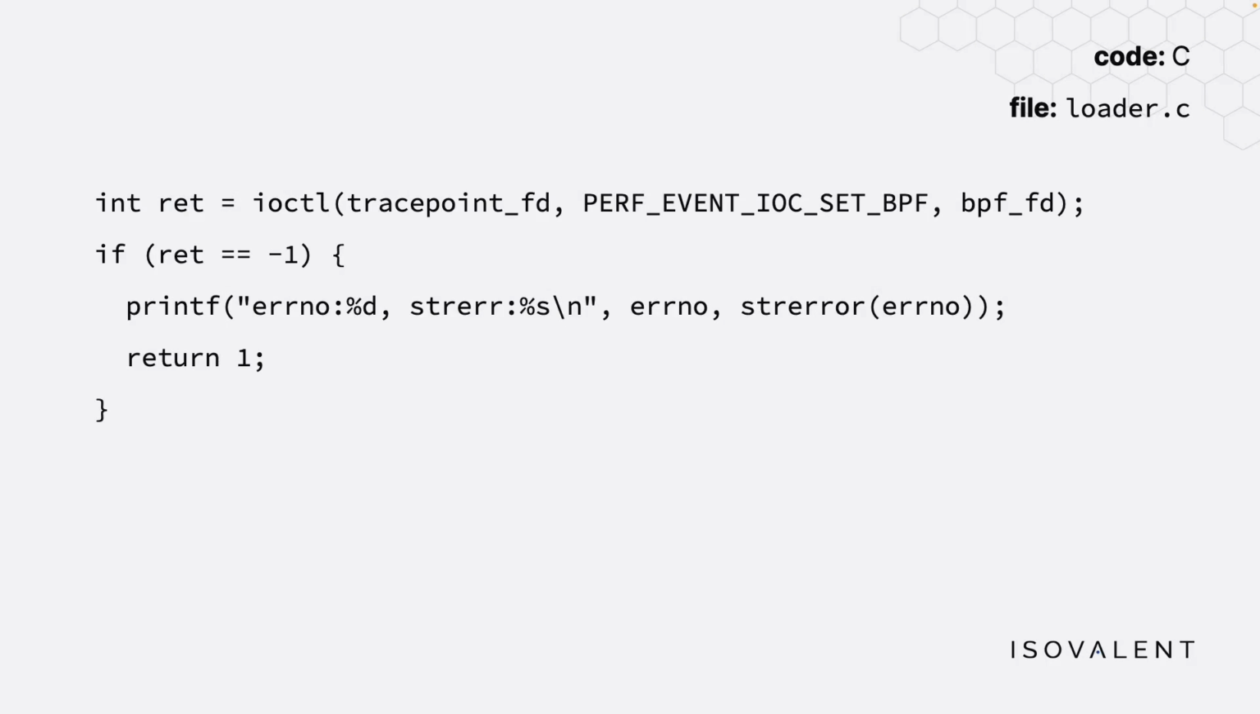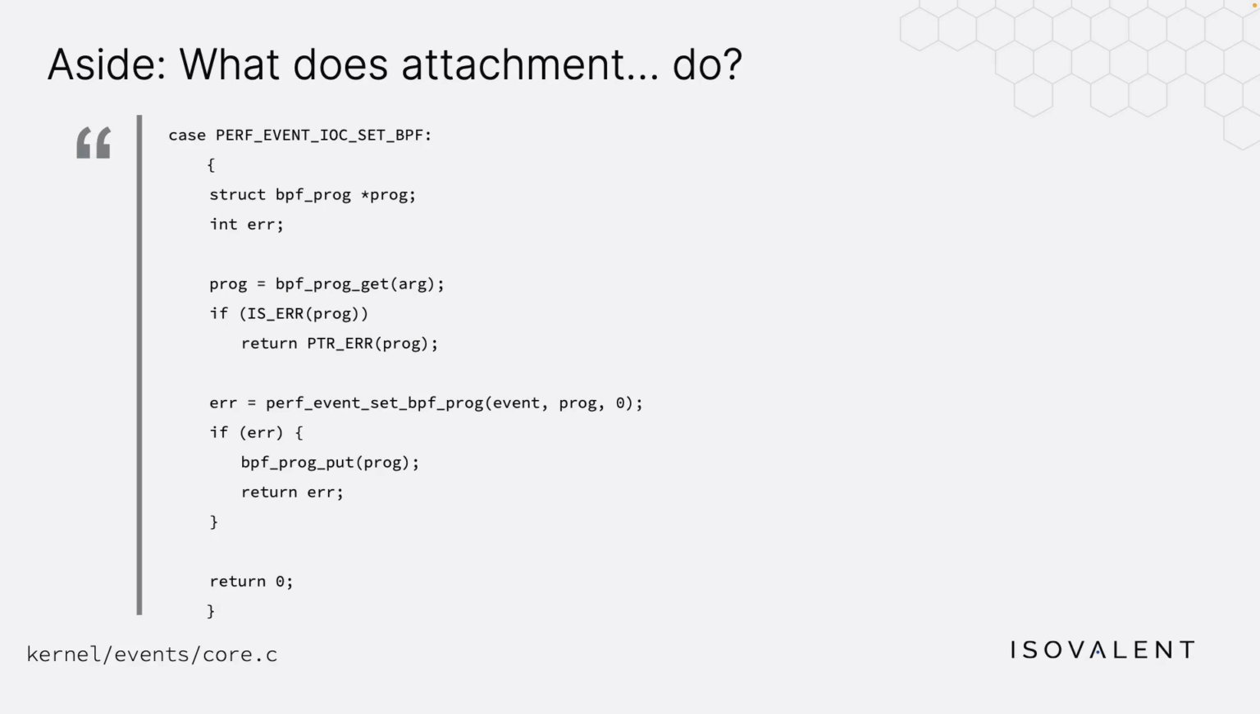And ioctl is the one we need. So we're going to give it our tracepoint file descriptor. We're going to tell it that we want to associate a BPF program with this perf event. And we're going to give it a file descriptor of our BPF program that we got out of the bpf syscall back when we loaded the program. What does attachment do, you might ask? Well, again, this is very specific to tracepoints, because attachment is different depending on the different mechanisms.